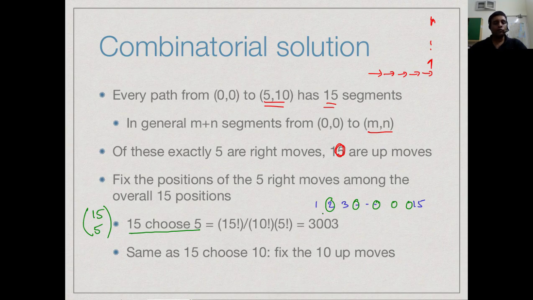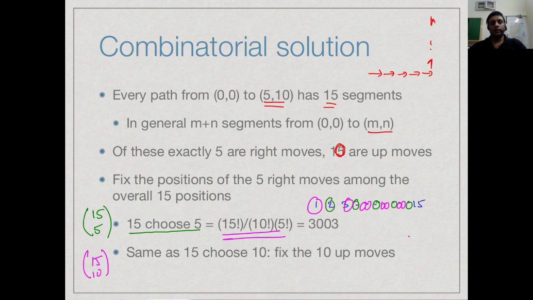Now of course, instead of choosing the right positions, I could also have told you the 10 positions where I moved up. That leaves 5 open positions where I must move right. So this would give us 15 choose 10. And it's not a coincidence that 15 choose 10 and 15 choose 5 are in fact the same expression. So whether you choose to compute it as 15 choose 5 or 15 choose 10, it doesn't matter.